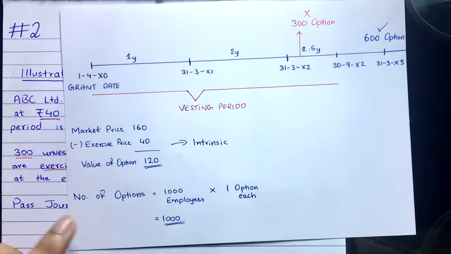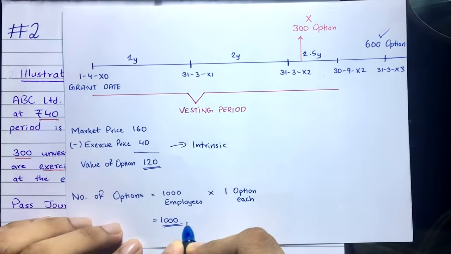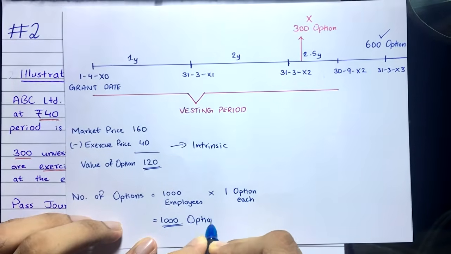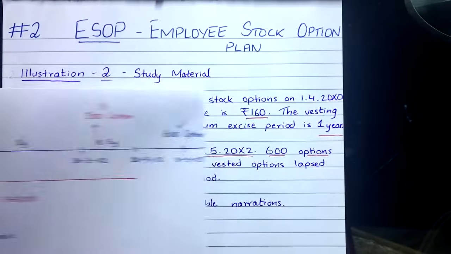And then the number of options: 1000 employees into one option each, 1000 options, right? Let me write that. 1000 options. Clear? So now let's solve the problem. Let's see how to pass the journal entries, but the main thing is the calculation.